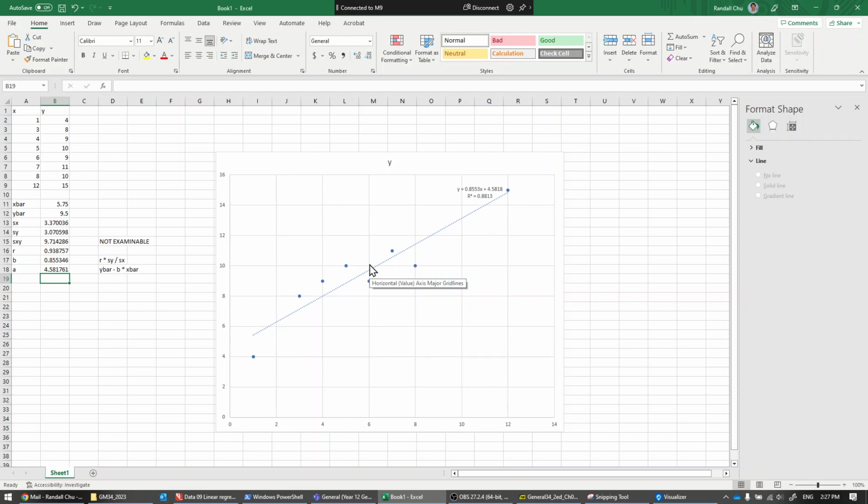Negative 5. No, it's still guessing. Negative 7. Negative 4. Is it higher than 5? Is it lower than 5?